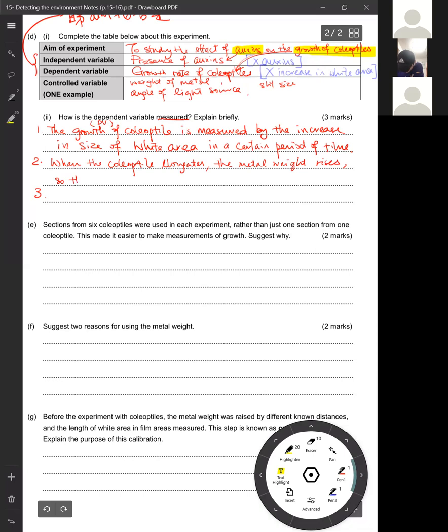So that more light is blocked from the film, right? So this is exactly part A. Right? This is exactly part A. So what's remaining? The last part is the correlation.